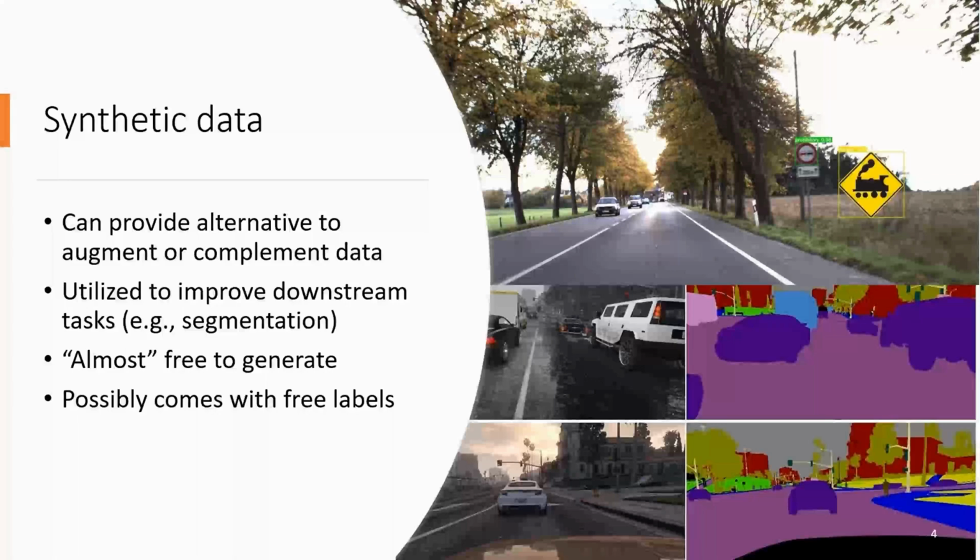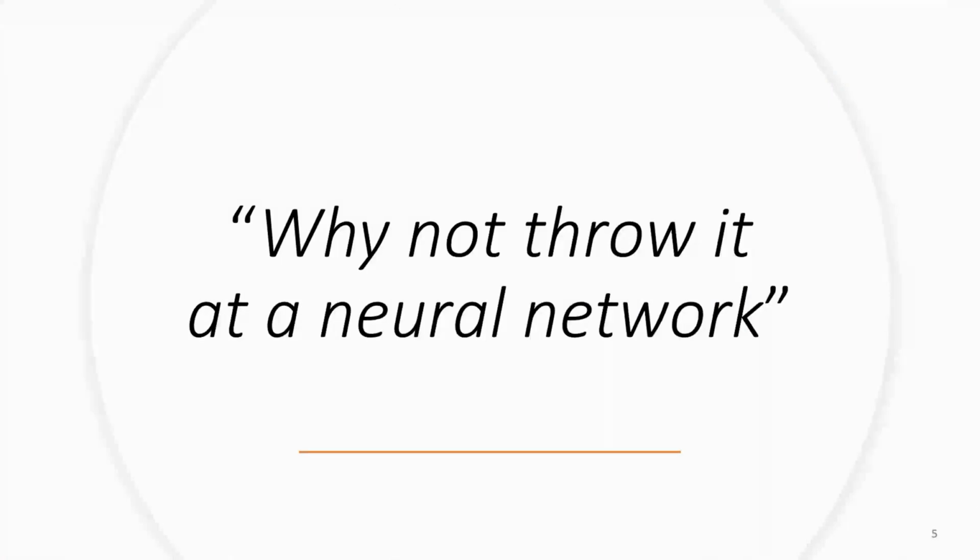On the bottom right here, you can see an image from video games, where you can generate images in an easier way. You can have segmentation labels and you can have the image rendered in high quality. So this synthetic image is almost free to generate, whether manual or automatic, and possibly comes with a free label. And the best quote from yesterday is, why not throw it at a neural network? Neural networks seem to be able to solve a lot of things like this.